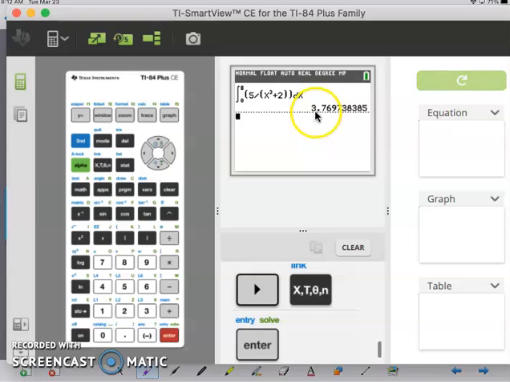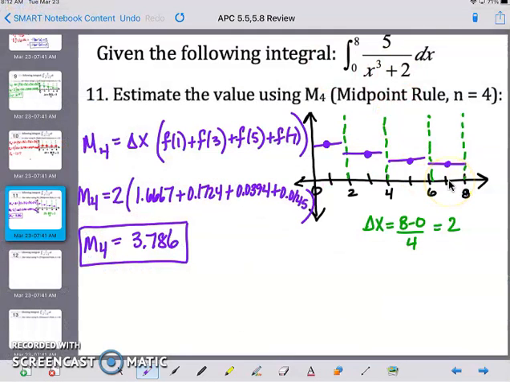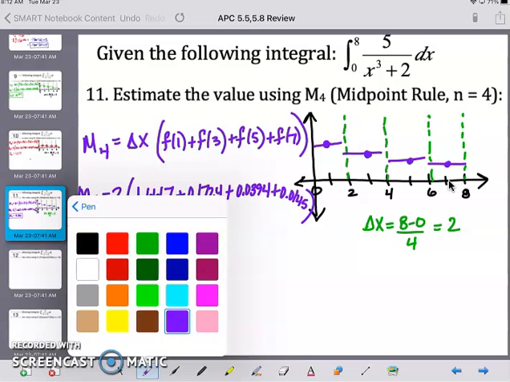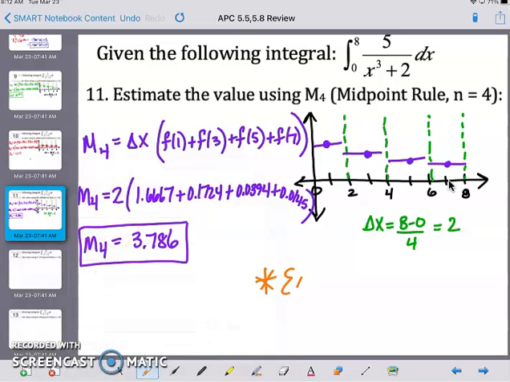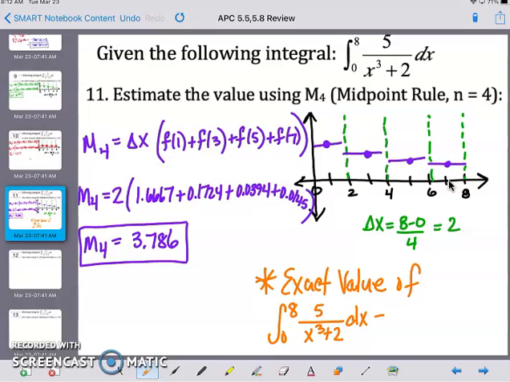3.7697, so I would round this to 3.770 for the AP test, 3.770. So we may want to jot that down. The exact value of the integral from 0 to 8 of 5 over x cubed plus 2 dx is equal to 3.770. So we were pretty close with our midpoint approximation to the actual value of the integral.